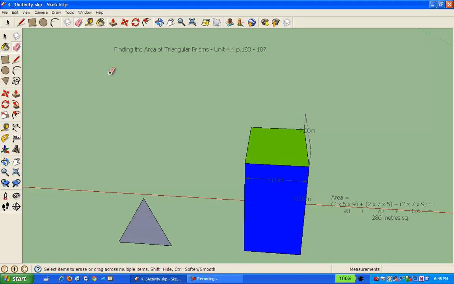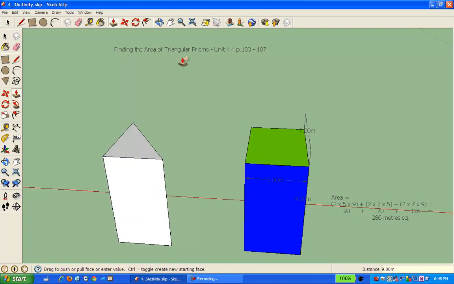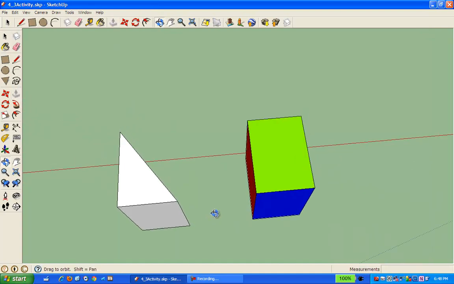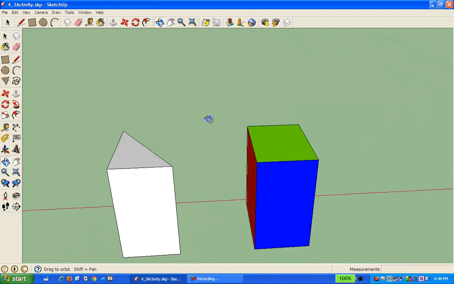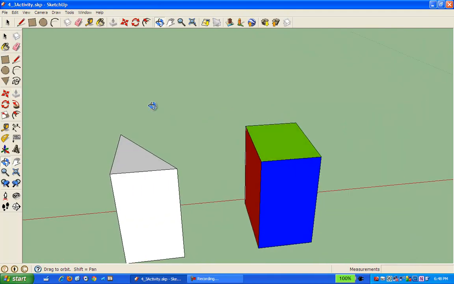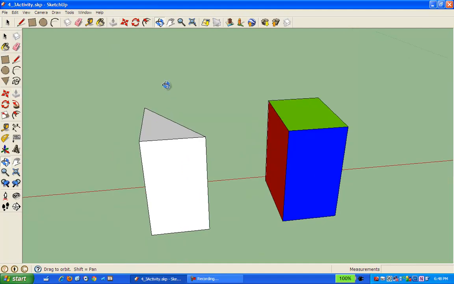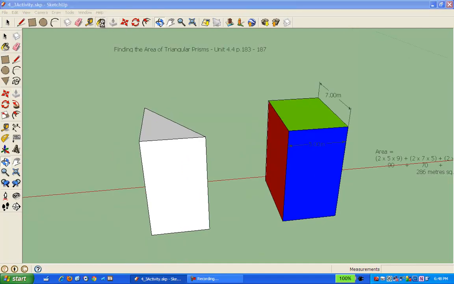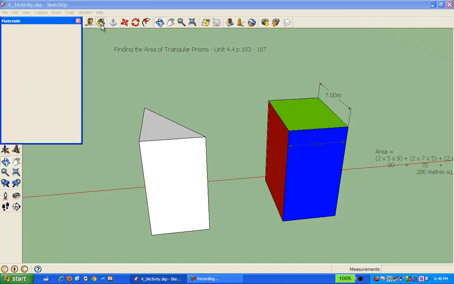So what I'm going to do now is pull this up. All right? And I'll pull it up. Doesn't matter how high I pull it up right now because I'm just going to type in 9 and hit enter. And now I have a triangular prism that is exactly 1/2 of my rectangular prism. So if I color code this, let's see what we do here. I won't worry about color coding it. You can color code it the same.